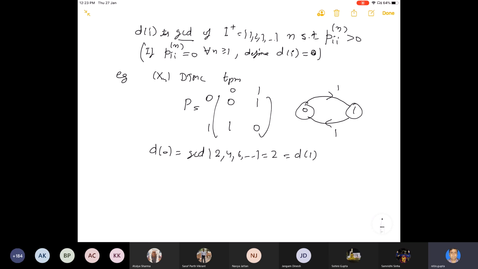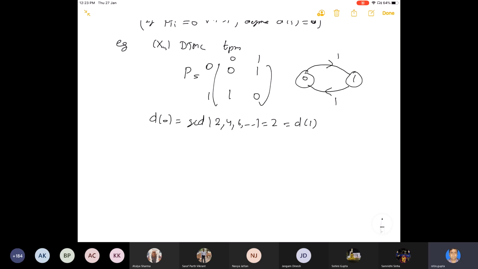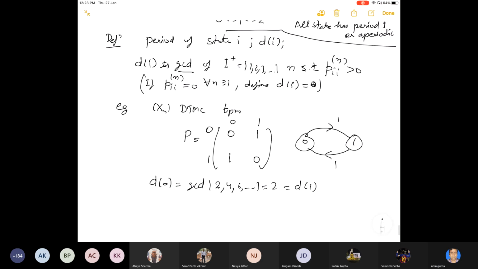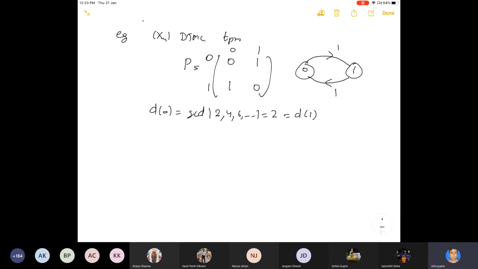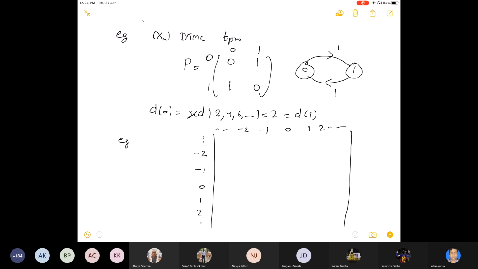Okay, so you are asking for an example where the period is 0. I can define it like this: the states are -2, -1, 0, 1, 2. So these are the states. Now from -2 to -1 I can go, then from -1 to 0 I can go, and so on.